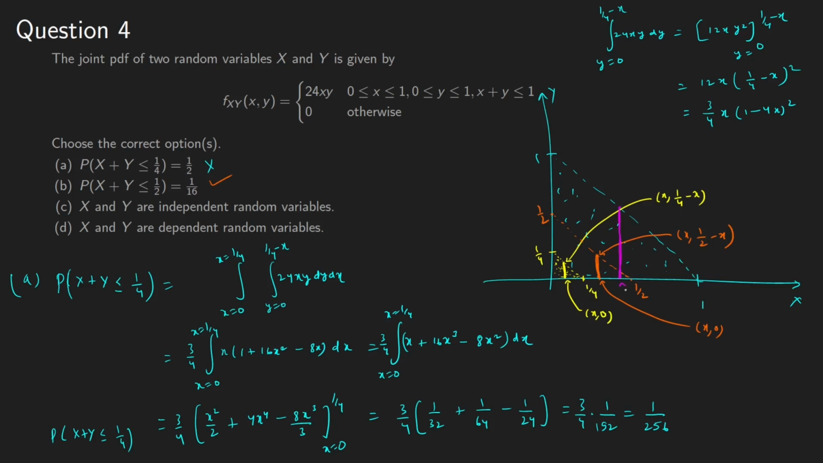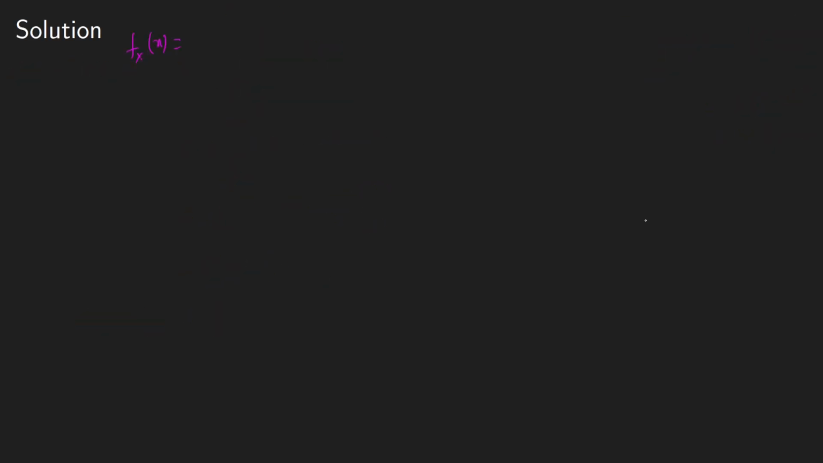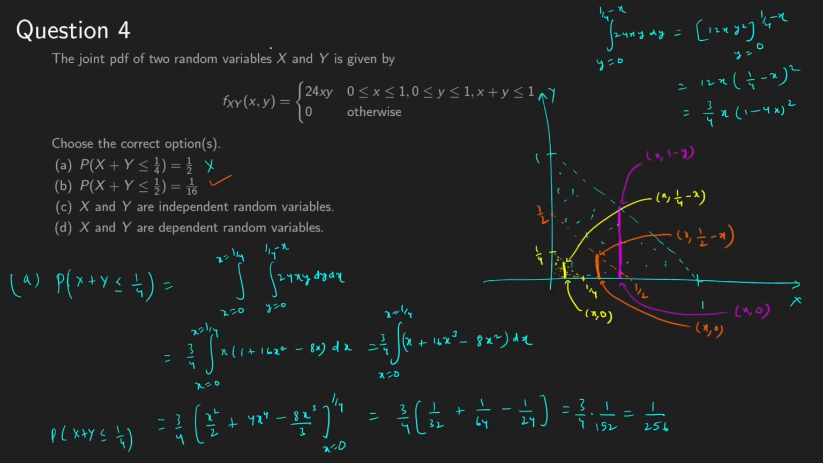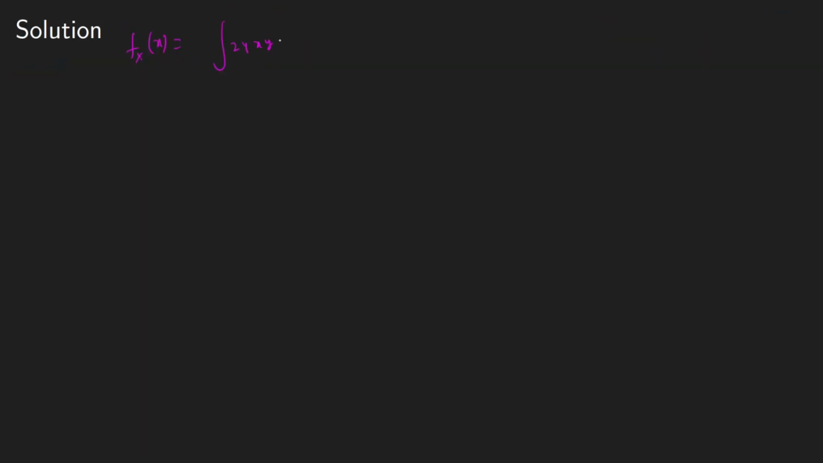The coordinates of this point will be x comma 0, some arbitrary point, and this will be x comma 1 minus x, because we are integrating up to the line x plus y equals 1. So we need to integrate 24xy along the y direction. y goes from 0 to 1 minus x.